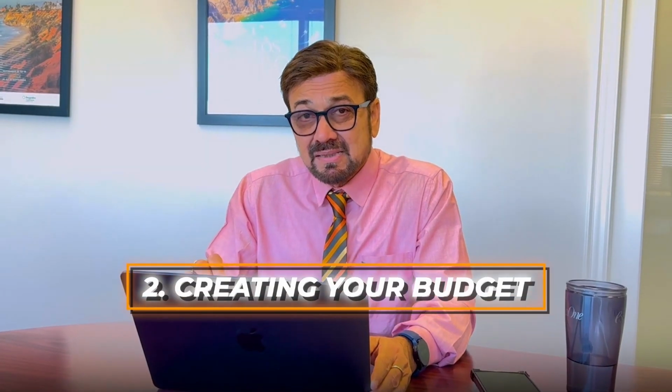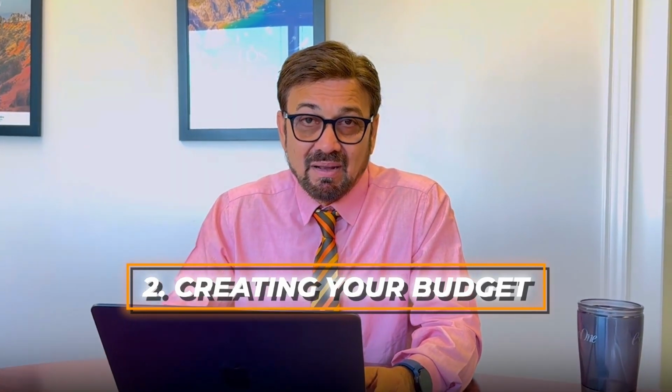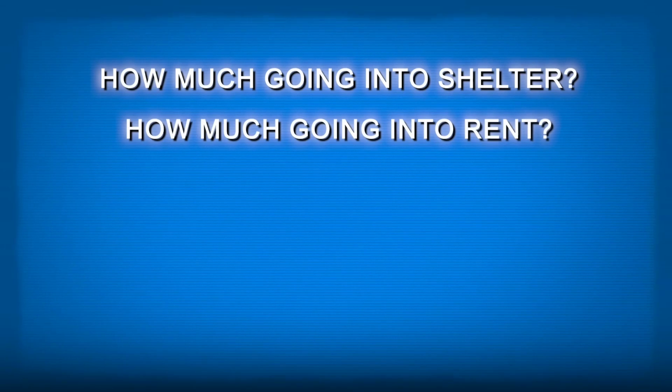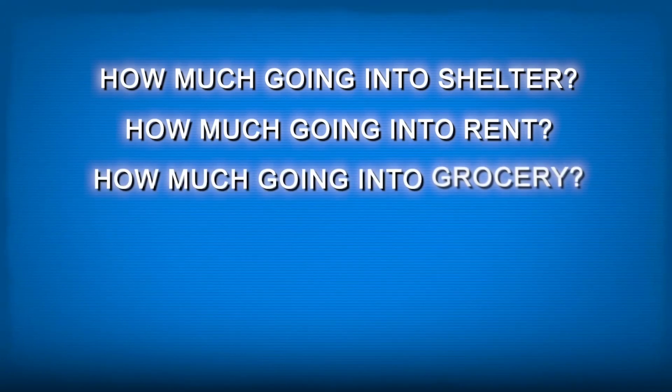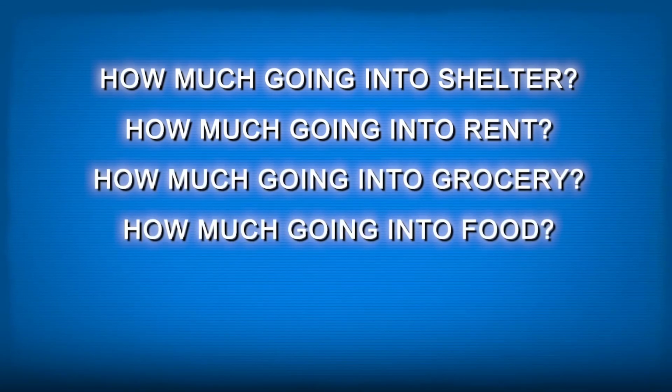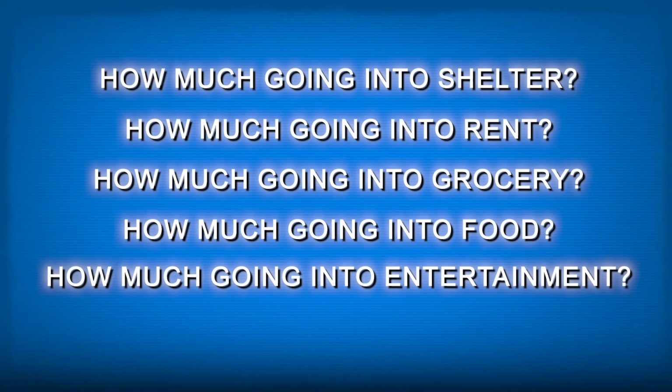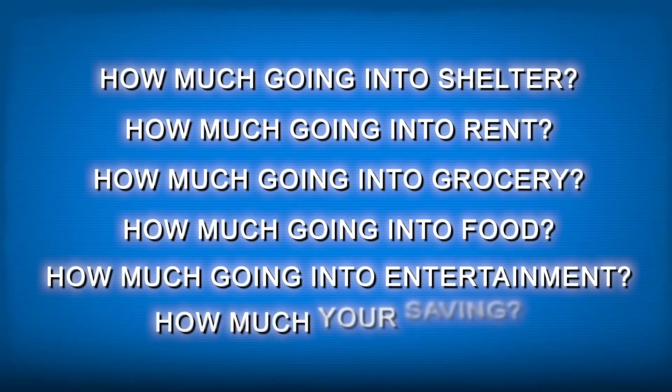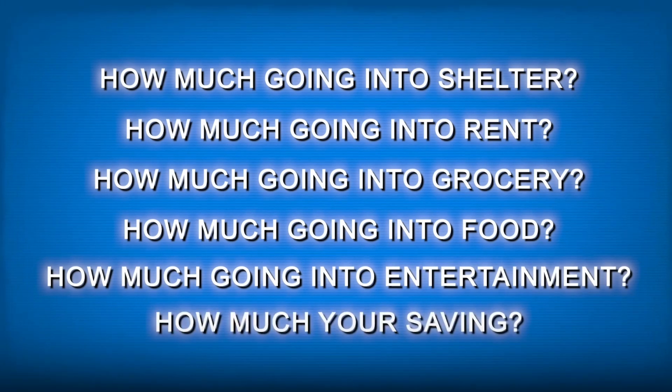The second thing is creating your budget. Budget means how much money you're getting, and then divide all your expenses: how much going into shelter, your rent; how much going into groceries, food; how much you're spending outside, like when you go for entertainment and everything; and how much you're saving. So you have to divide each and every portion of your expenses into certain budgets.